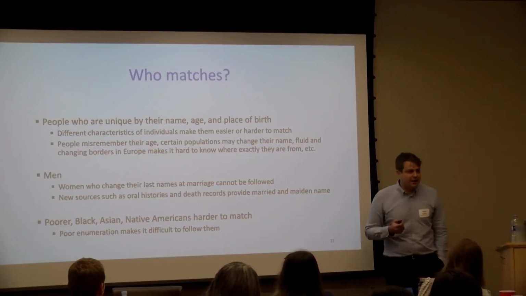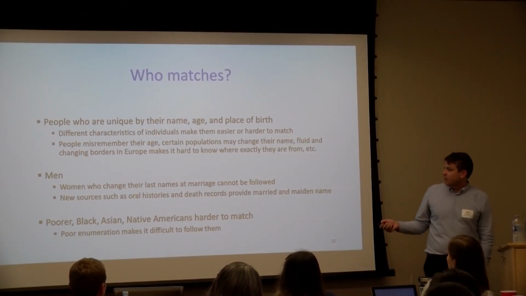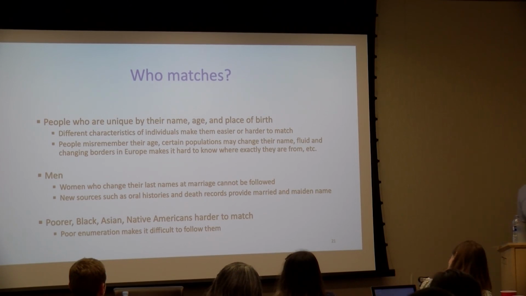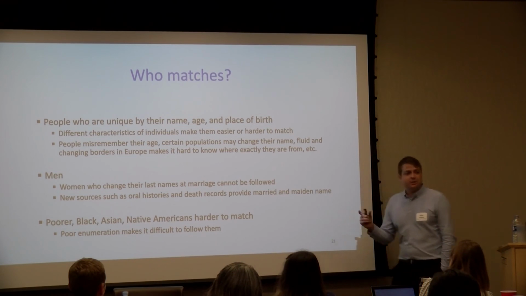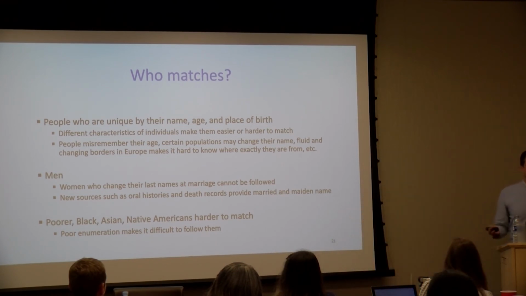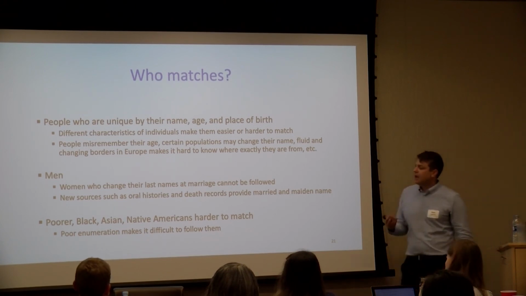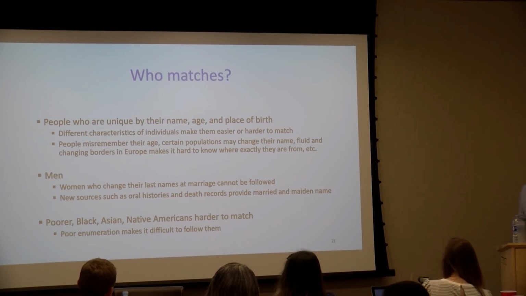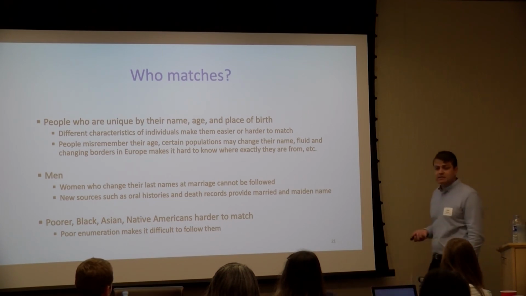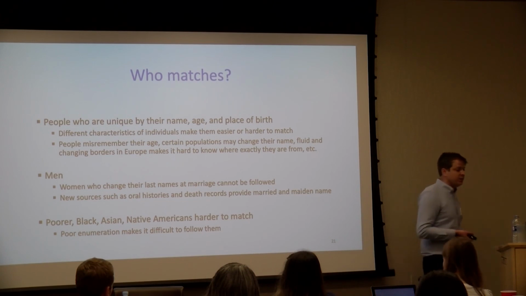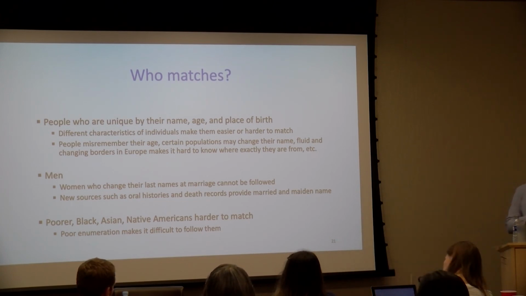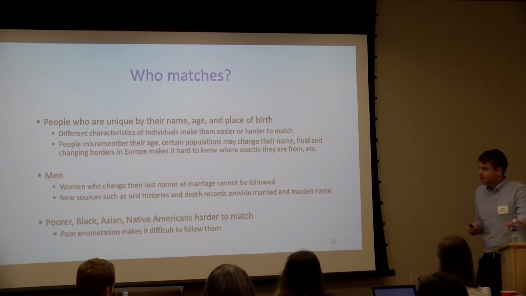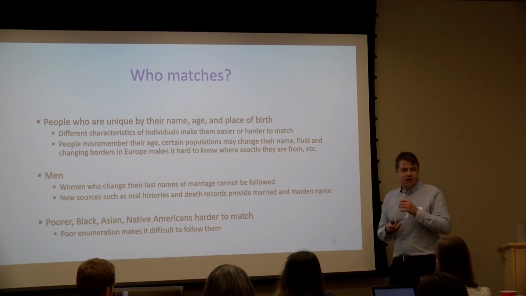We also follow men in general. However, with oral histories and death records, that's how we get their maiden name. We will be able to match women soon, and this is all being digitized now, so eventually we'll be able to do this, right? But if you're poor, Black, Asian, or Native American, it's harder to match you. That's because there's just poor enumeration in the censuses of these populations, and enumerators were very bad at writing down people's names, which makes it harder to match these populations.